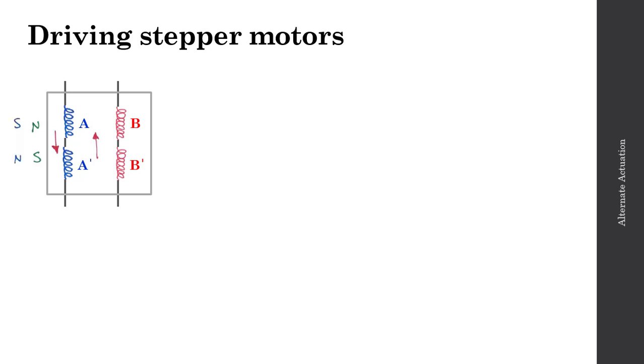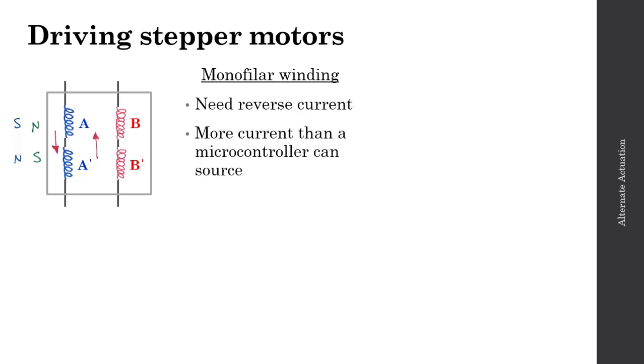Although there are a variety of winding configurations for stepper motors, this particular configuration shown here is what's referred to as a monofilar winding. In order to drive a stepper motor with this type of winding, we'll need to be able to reverse the direction of current, and we'll need to source a rather large amount of current to the motor. And this is typically more than a microcontroller, such as your Arduino, can provide.